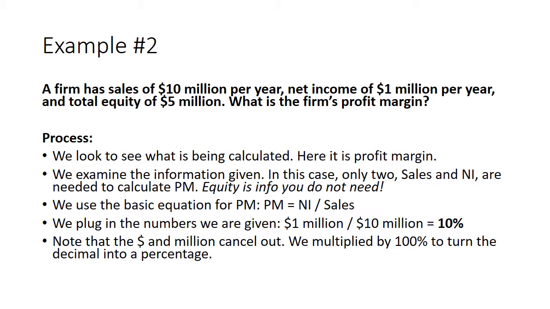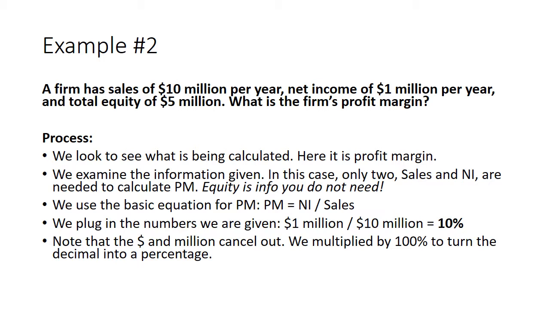Here we have a firm with sales of $10 million per year, a net income of $1 million per year, and total equity of $5 million per year. And the question is, what is the firm's profit margin? Well, profit margin is just net income divided by sales. And we go back and read and see that we are given sales and net income. So those are the only two pieces of information that we need. However, we're also told that this firm has a total equity of $5 million.